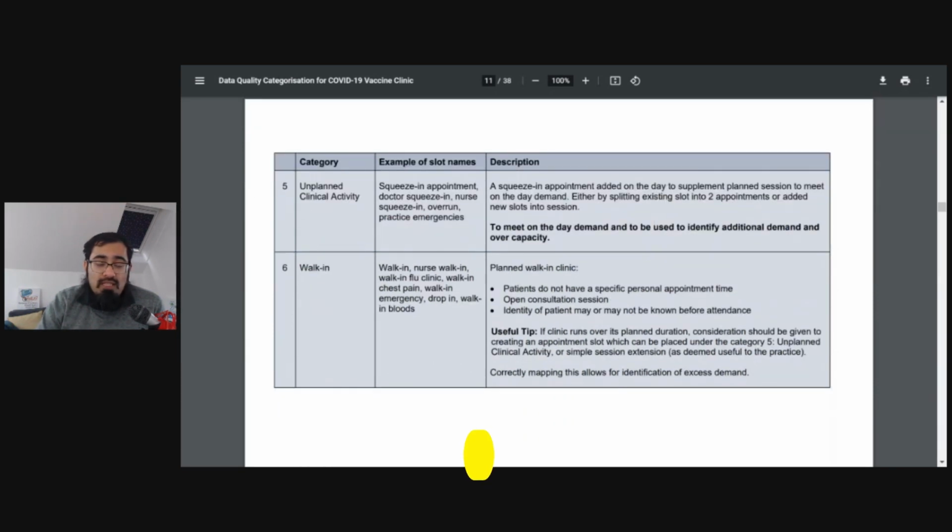And then they have category 6, which is your walk-in. So many practices I know are still doing things like walk-in clinics, whether that's for nurses, GPs, that kind of stuff. If you've got a specific one where the patient doesn't have to have a pre-booked appointment or doesn't have to be booked in, they literally just walk in, then that's the category type that you have for this.